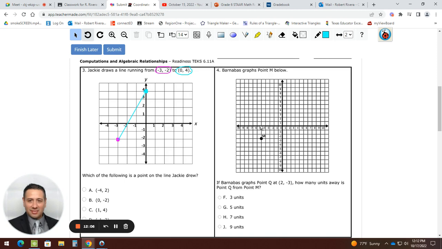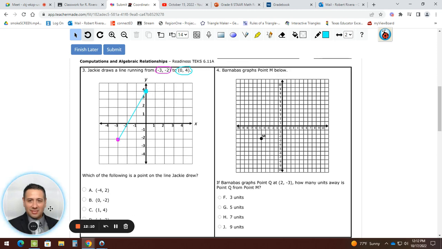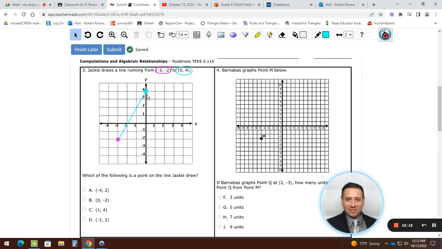Questions? Now that we have Jackie, a kid named Jackie, and Jackie basically connected the 2 points that she plotted, and now she created a line segment here. Yes? Now, it says, which of the following is a point on the line Jackie drew? So let me choose B so you can get an idea. So I'm going to go back to over here. I'm going to change the color back to blue, whatever you want, I don't care.